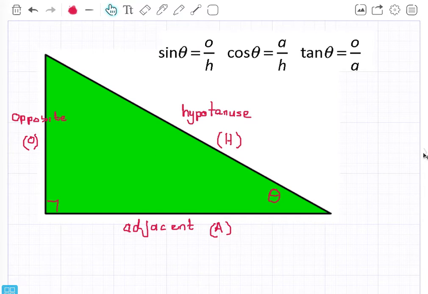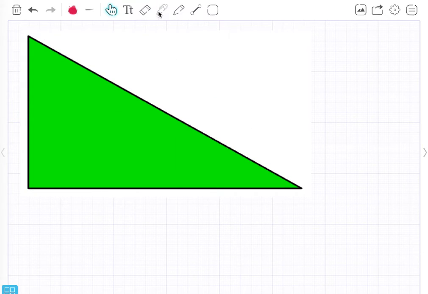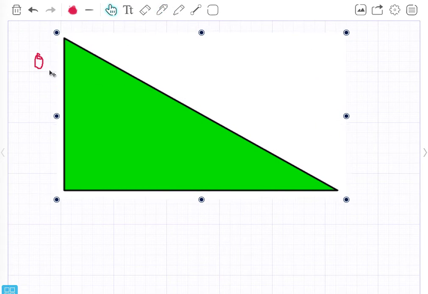Let's have another look at another triangle. And this time I'm going to put the angle here. Let's just move this triangle across. Okay, so now we must know that this is H. It has to be H because it's the biggest side and it's across or opposite from the right angle. Here, opposite this, O, and this side is next to it, A.